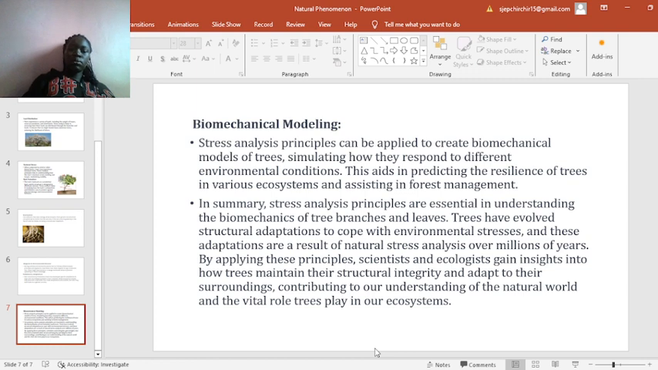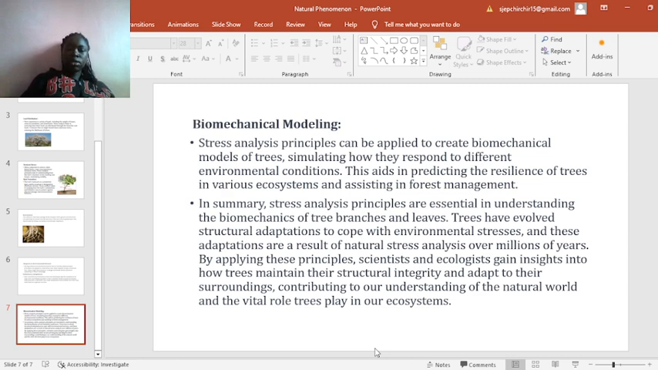Biomechanical modeling of trees enables the trees to survive in their different environments without undergoing any damage such as breakage or bending. This breakage and bending may be caused by wind, and also by animals that live in the plants. In summary, stress analysis principles are essential in understanding biomechanics of tree branches and leaves. Trees evolve their structural adaptations to cope with environmental stresses, and these adaptations are a result of natural stress analysis over the many years that the trees exist.